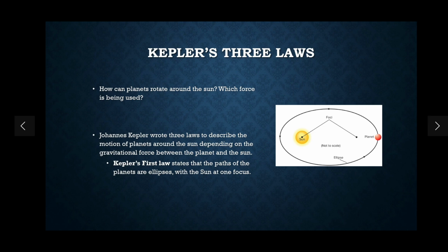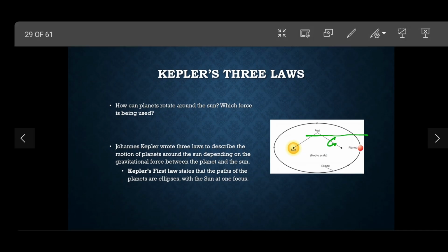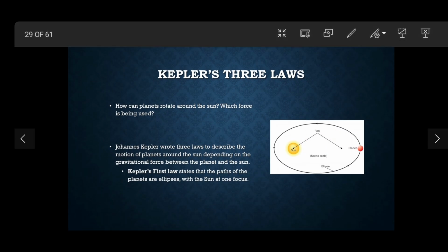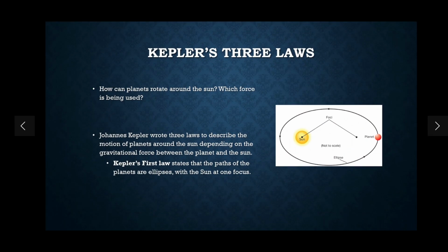Let's talk about Kepler's first law. How can planets rotate around the sun? Which force is being used? So, let's say what holds this planet, or what keeps it rotating in an elliptical orbit around the sun? This is always gravitational force. It's a gravitational force between the planet and the sun. It is always used as a centripetal force since it is always going to the center. So Fc. What are the three laws?